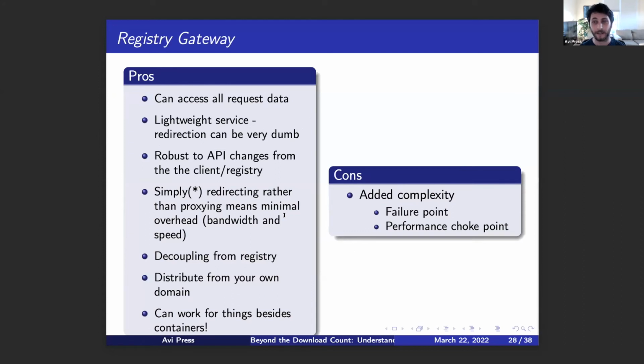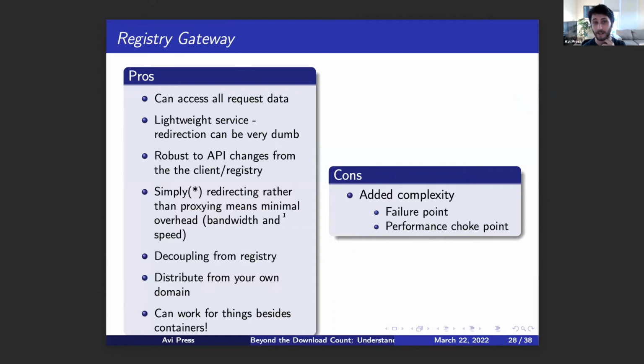This has a lot of pros and cons here too. On the pro side, you can access all the request data the registry can, so there's no loss of information to you. It can be a very lightweight service. You can pretty much just redirect rather than proxying, which means you have minimal overhead on the pull, minimal bandwidth on your servers, and it can still be very performant. And there's an asterisk there that we'll get into later.